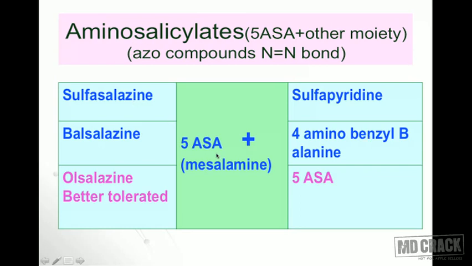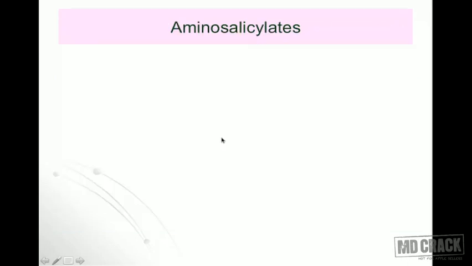Sulfasalazine gets broken down into 5-ASA plus sulfapyridine. Balsalazine gets broken down into 5-ASA plus 4-aminobenzyl beta-alanine. And the last substance, olsalazine, gets broken down into two moieties, and both the moieties are 5-aminosalicylic acid. So this is how these substances get broken down, and we get 5-aminosalicylic acid in the colon.